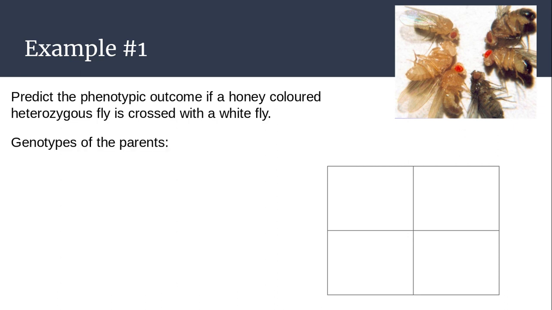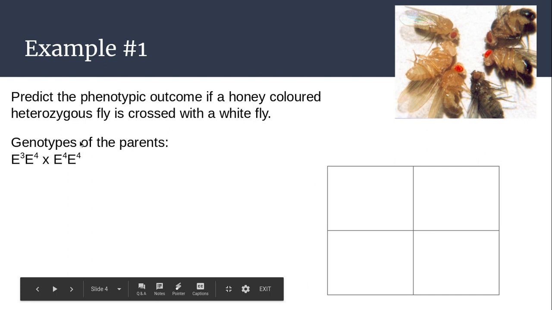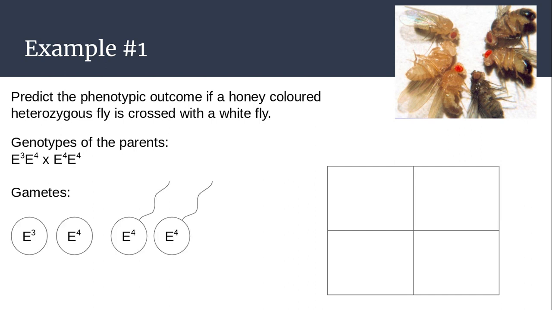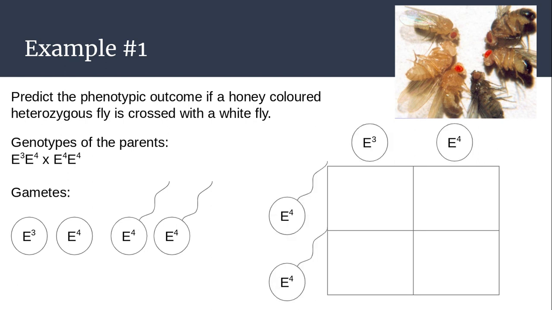Next, let's make the genotypes of the parents. I said that a heterozygous fly would be E3, E4, and a white fly is the recessive version, so just E4, E4. Let's make our gametes. So E3, E4, and two E4s. Let's plug those gametes into our Punnett square. So there's my Punnett square. Here is my first possible offspring, my second, my third, and my fourth.